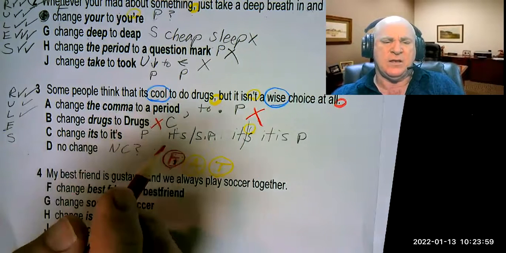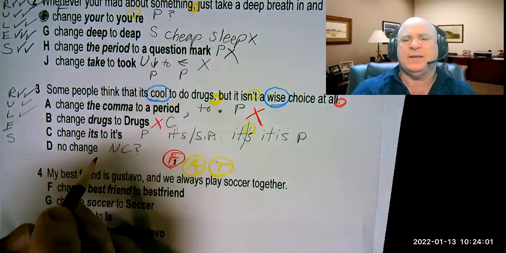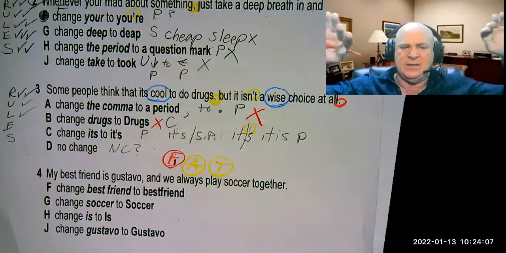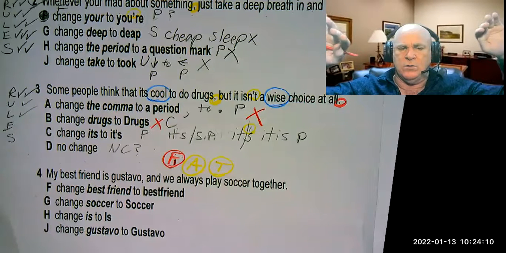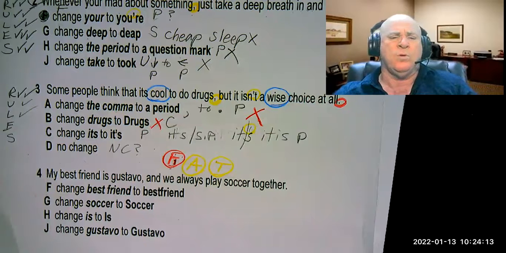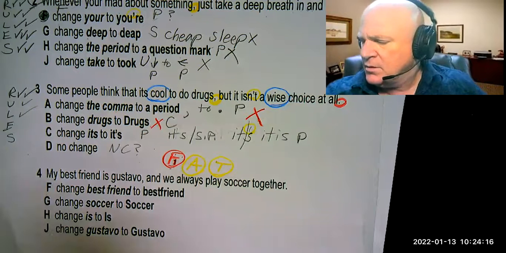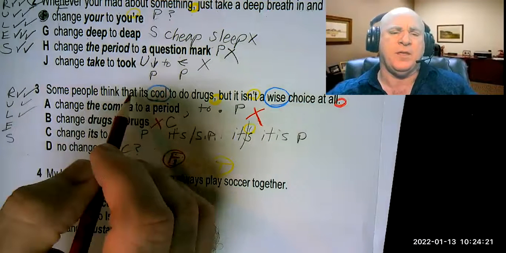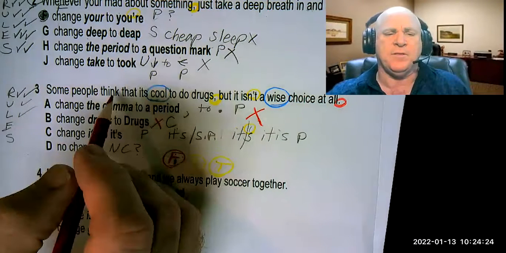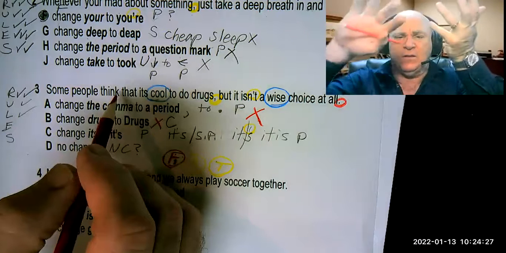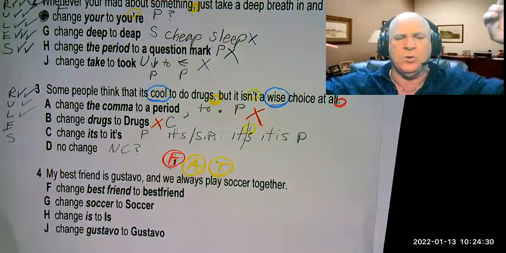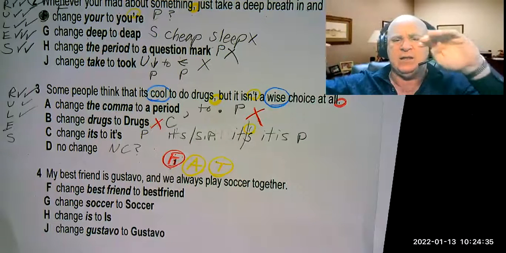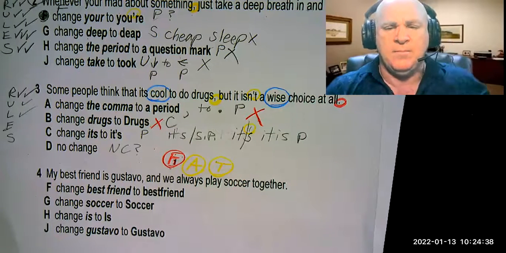Change its possessive to it's, it is. Cool. So let's try it by separating the "it" from the "s." Some people think, capital, some people think that it is cool to do drugs, comma, but it isn't, is not a wise choice at all, period.